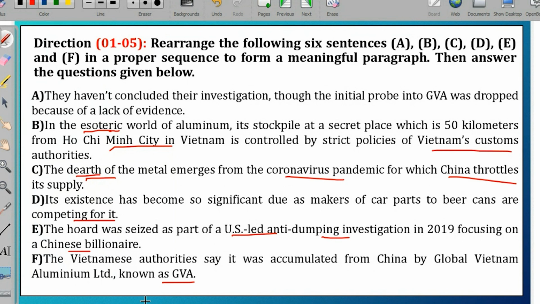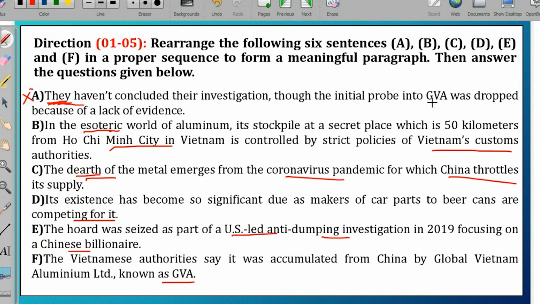Okay, now let's start with a proper pattern. First thing first, we'll identify the first statement. How will we identify the first statement? We'll eliminate all the statements that have a pronoun or an adjective in them. So, "They haven't concluded." They. What is they? Who are they? Statement A is eliminated. It can't be your first statement.